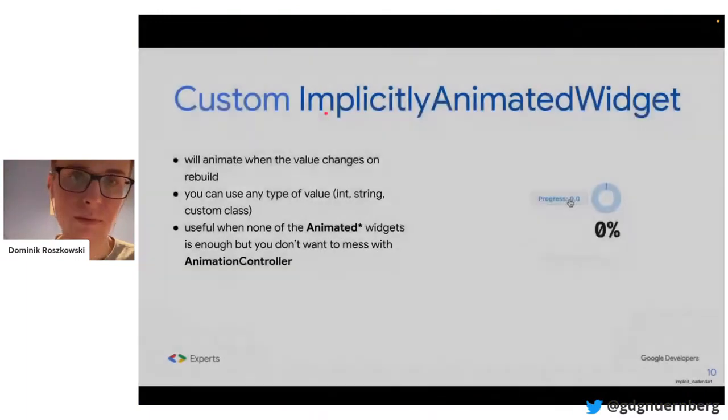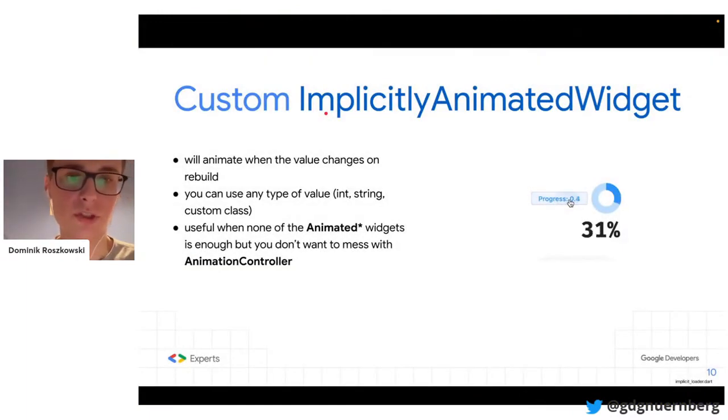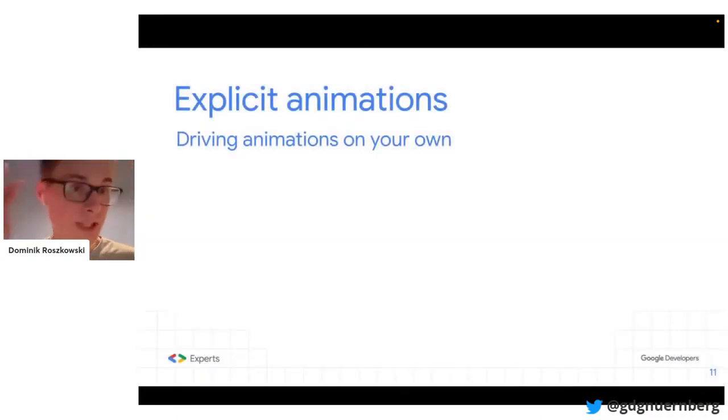So this is just a recap, right? The implicitly animated widget is useful when you know that you just need to animate between two basic states, but there is no built-in widget in Flutter. However, sometimes implicit animations are just not enough, and this is where you want to use explicit animations.